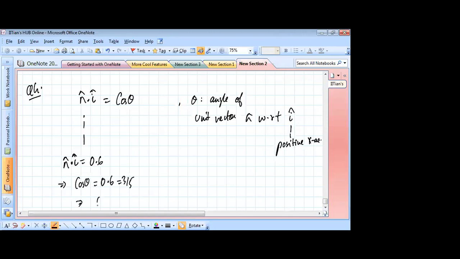So that means cos theta is 0.6, or 3 by 5. So theta is how much? It is 53 degrees. So with respect to your xy axis, in the xy plane of course, it is given that n cap is in the xy plane. Otherwise there are infinite such vectors. So n cap could be like this, or it could also be like this. You take some n dash, this could also be. So accordingly, you find the unit vector.